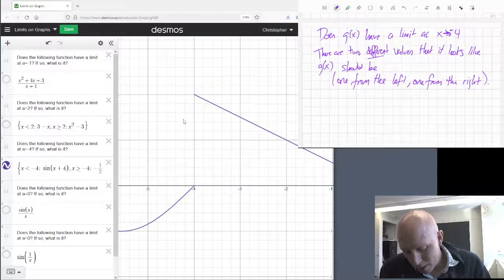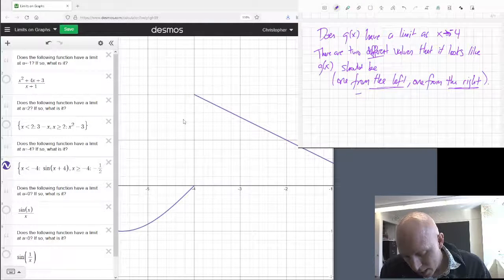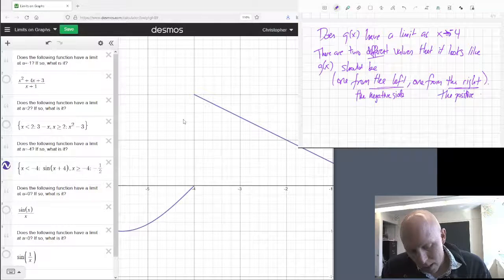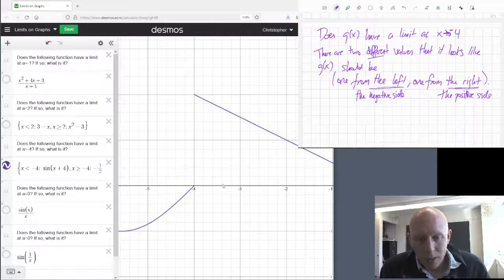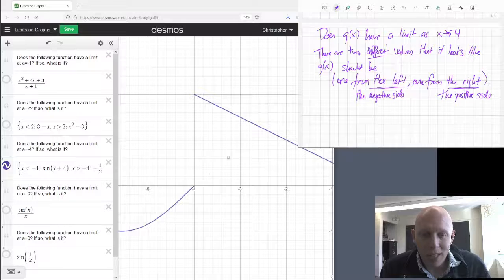When we're talking about the left and the right, I actually like to think of them a little bit differently. I like to think of the left as the negative side, and the one on the right as the positive side. So if we look at negative 4, from the left side the function values do seem to give an answer for what the function should be, but the answer there is different from the answer on the right-hand side.